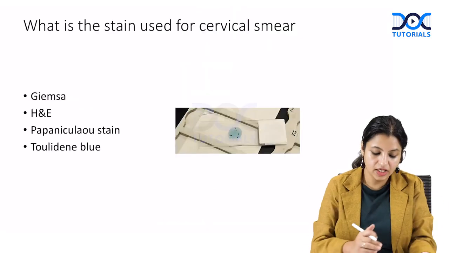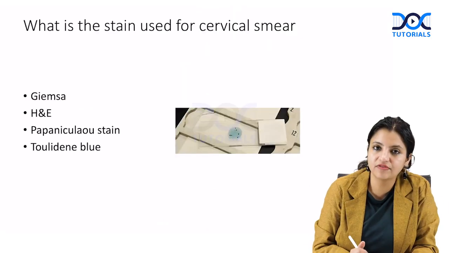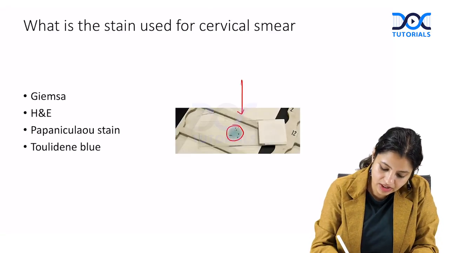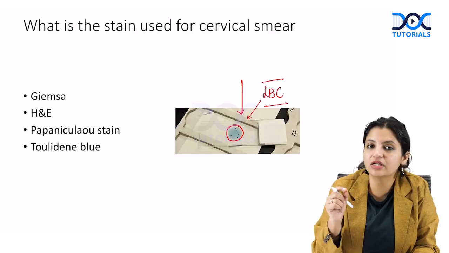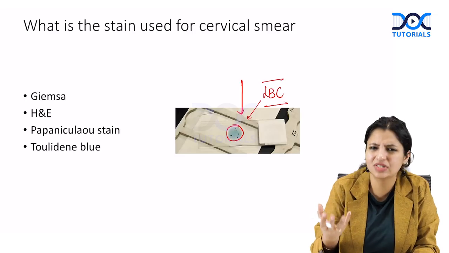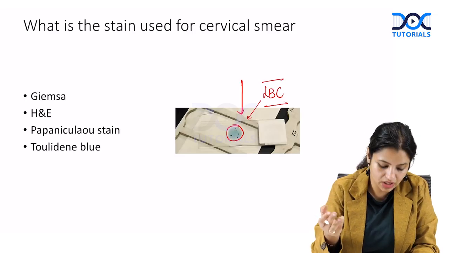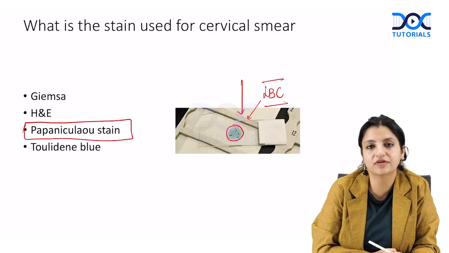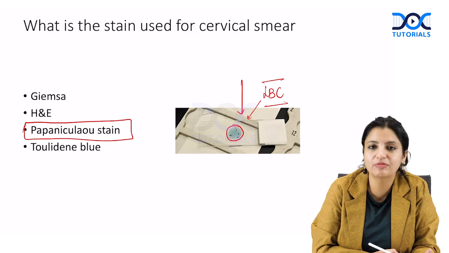Right. Next question is, which is the stain used for cervical smear? This is the cervical smear that is given, and you can see it is basically a liquid based cytology, because you can see that it is a perfectly rounded circle. Students got confused about which stain we use for liquid based cytology. For any cytology, any exfoliative cytology, the stain that is preferred is always Papanicolaou stain.